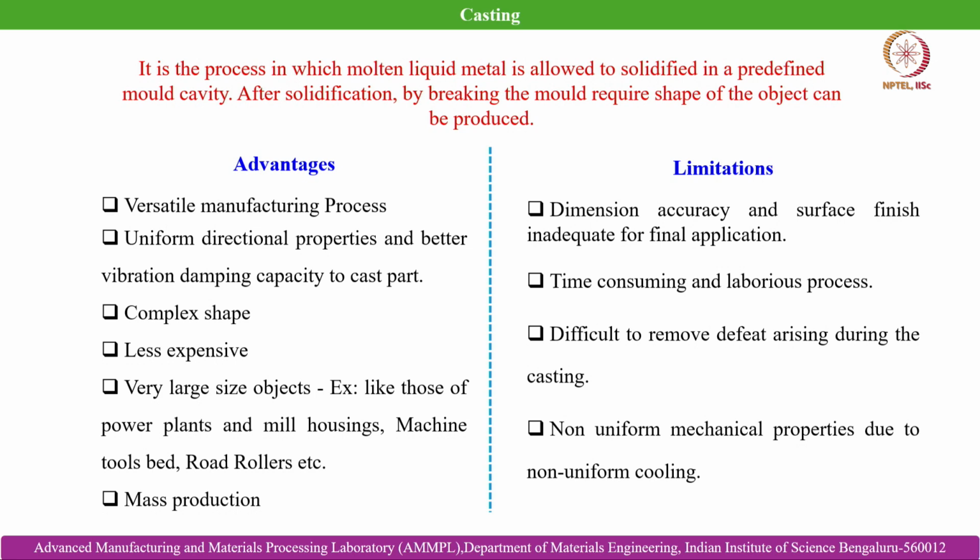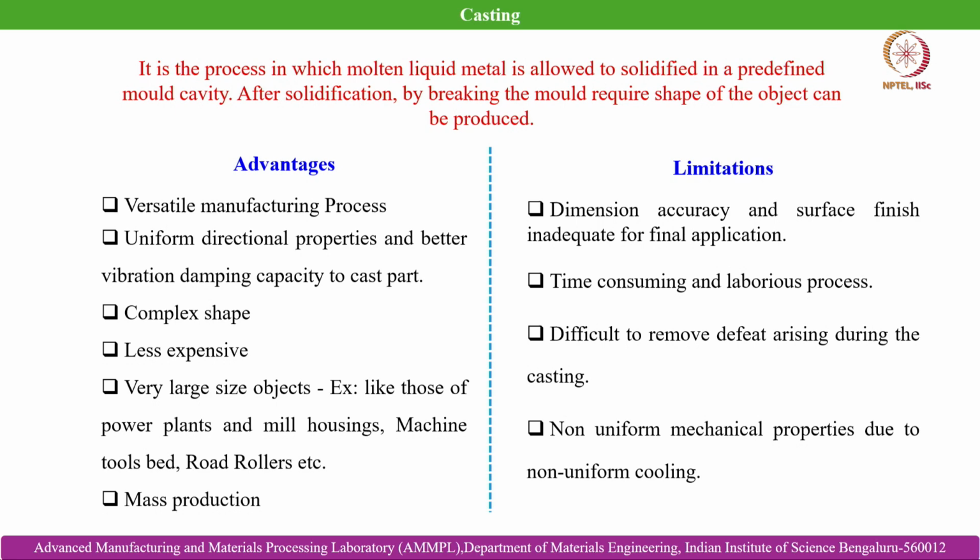The advantages of the casting process are that it is a versatile process. Any shape can be manufactured by the casting route, including several complex shapes which are otherwise difficult to manufacture, or which can be manufactured by casting in an economical manner. Very large objects, like those used in power plants, machine tool beds, road rollers, etc., can be manufactured with relative ease by the casting route, and it is a useful technique for mass production.